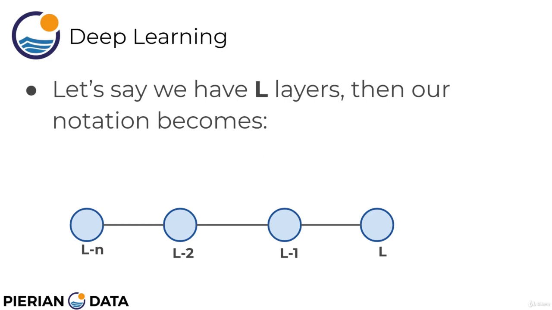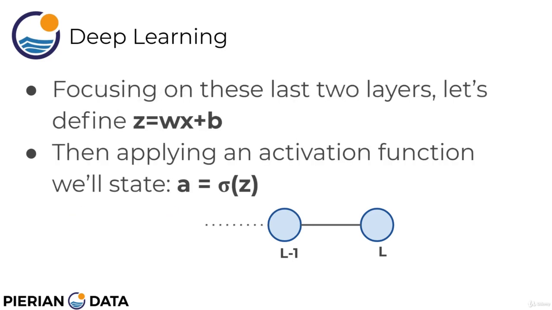So we already noted that the way we notate layers is by having the very last layer be called L. So then our notation becomes that the neuron all the way on the right is in layer L, the neuron to the left of it is L minus 1, L minus 2, and so on for L minus n layers. Now let's focus on the very last two layers of our network because backpropagation starts all the way at the end of the network at layer L once we've gone through our feed forward process.